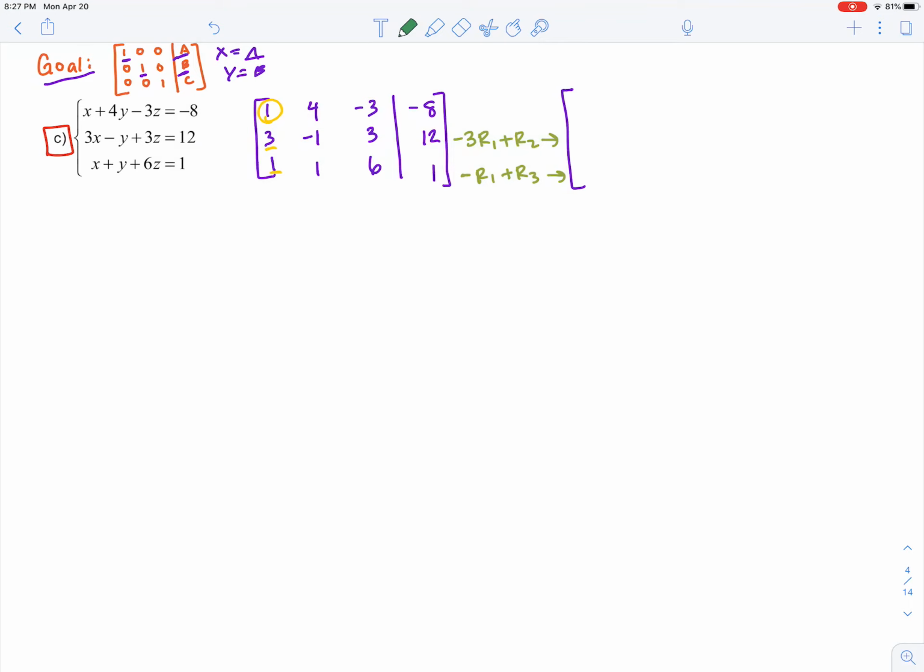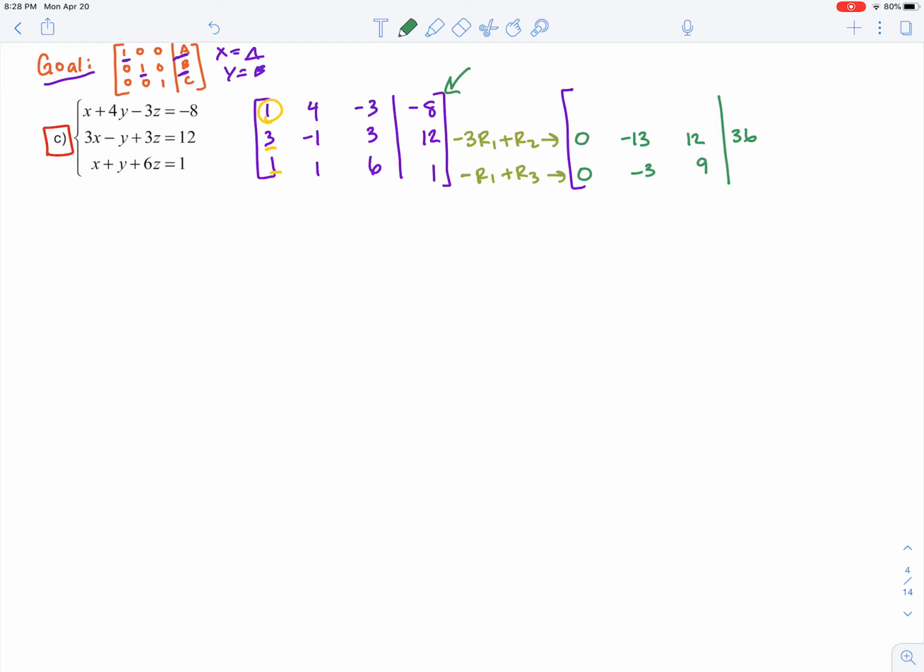So -3 row 1 plus row 2 will be -3 plus 3, which is 0. -12 minus 1, which is -13. 9 plus 3 is 12. And then 24 plus 12, 36. So I'm looking over here to fill in my new matrix. So negative row 1 plus row 3, a little bit easier. -1 plus 1 is 0. -4 plus 1 is -3. 3 plus 6 is 9.